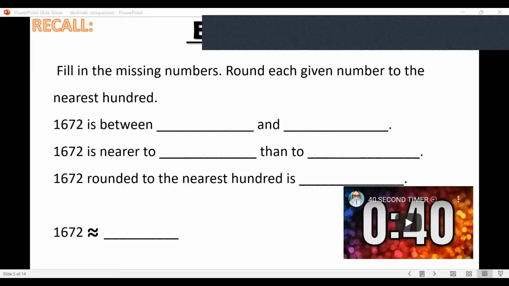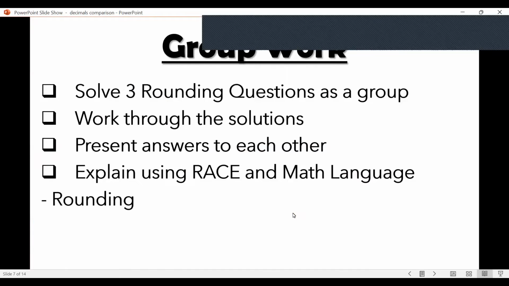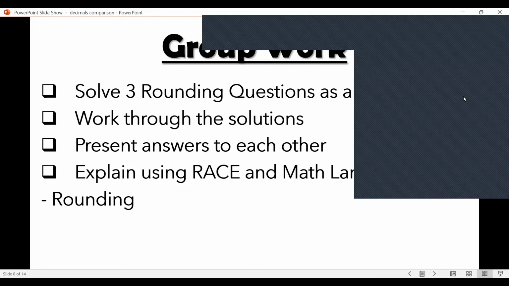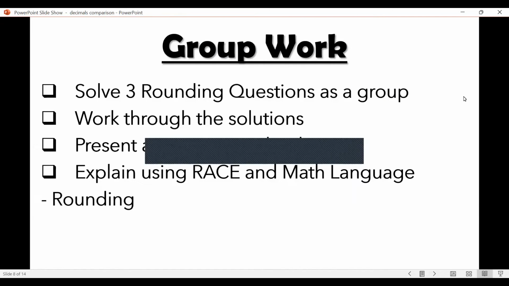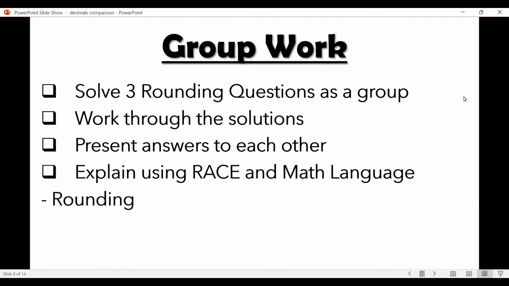Now with the same skills, we are going to do rounding of decimals. We are going to do a group work. As a group, sit down, Adrian. As a group, you're supposed to solve 3 rounding questions. Work through the solutions as a group. Present answers to each other. Explain using race and the maths language, like how I used with you just now. I don't say number as in 700, but I say 700.